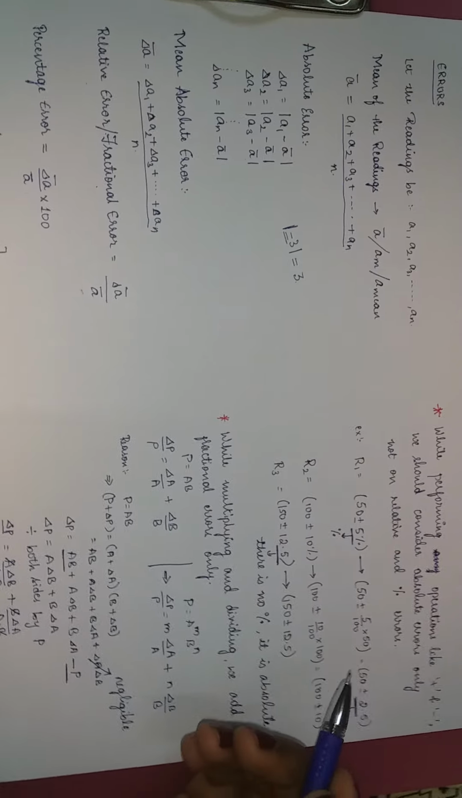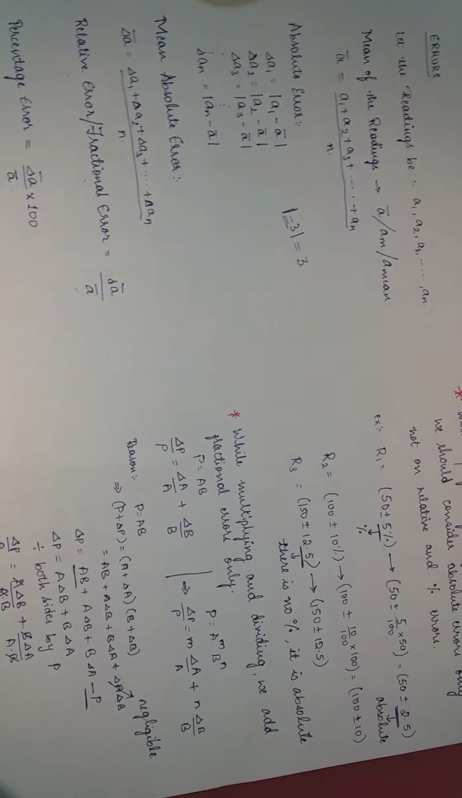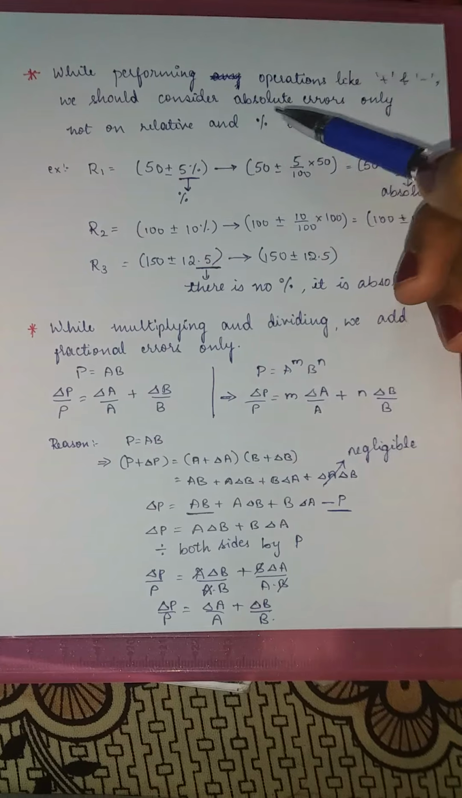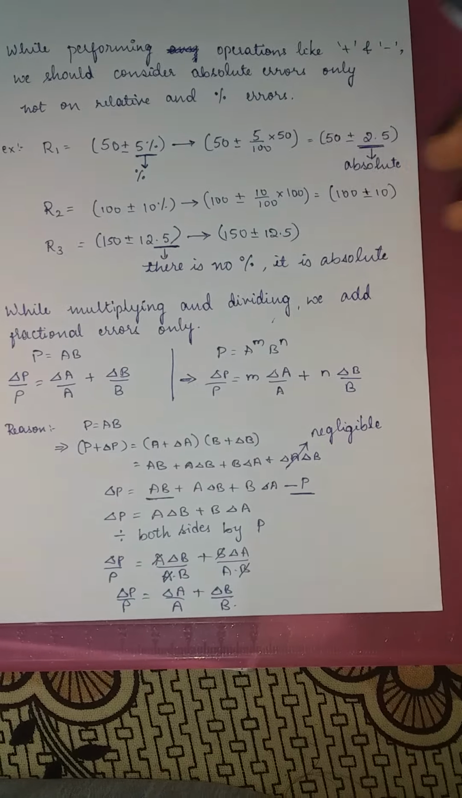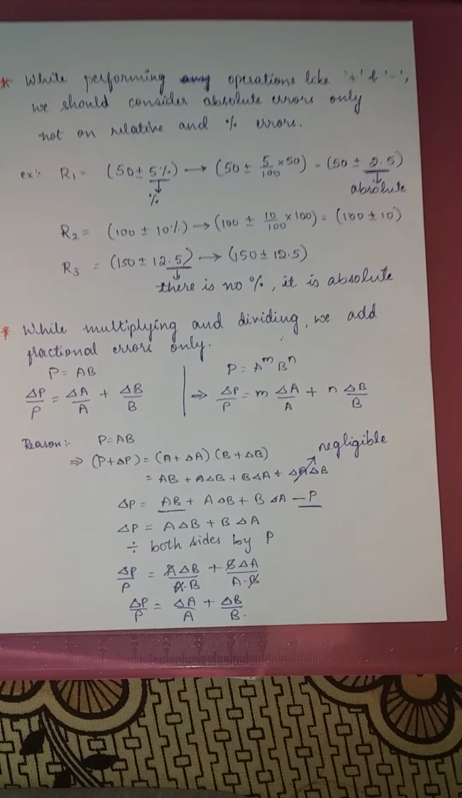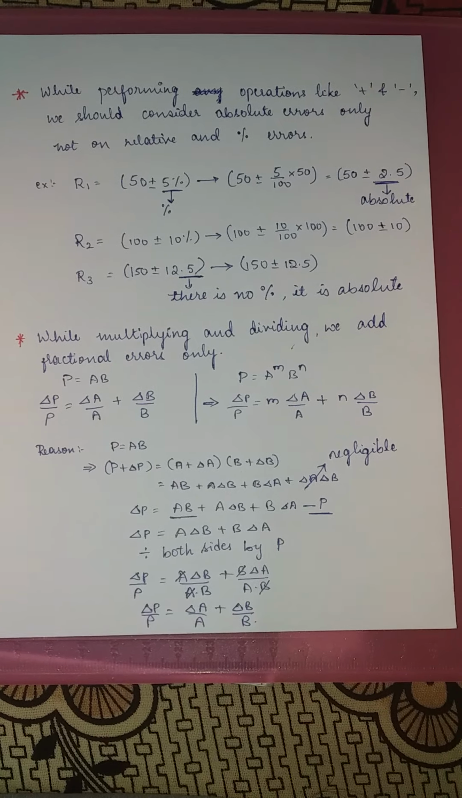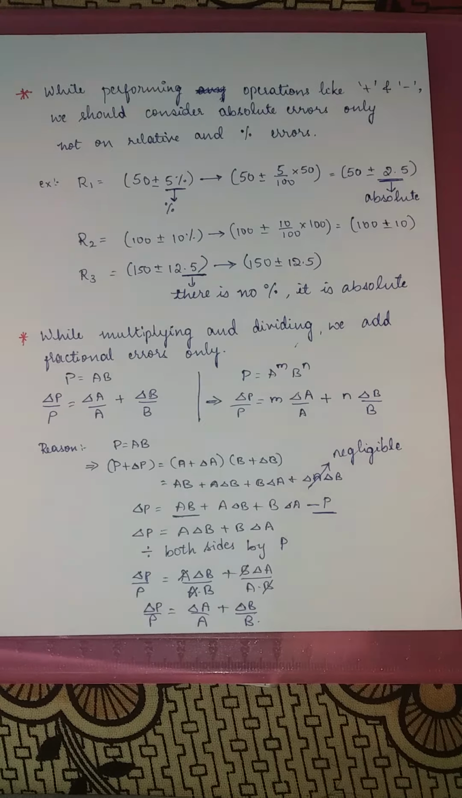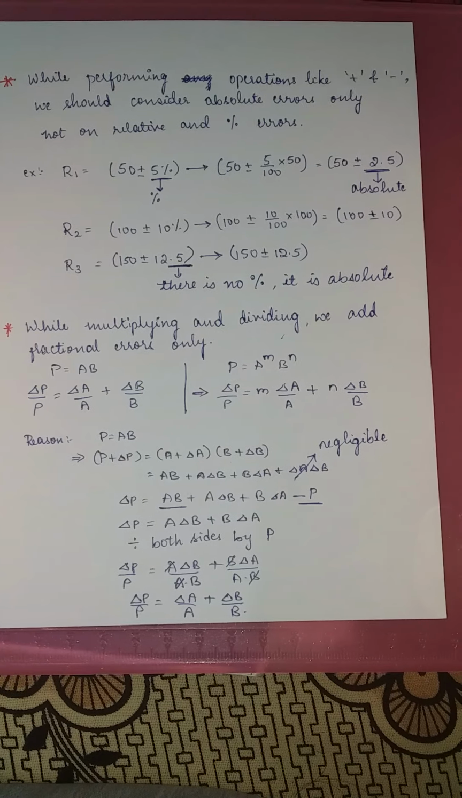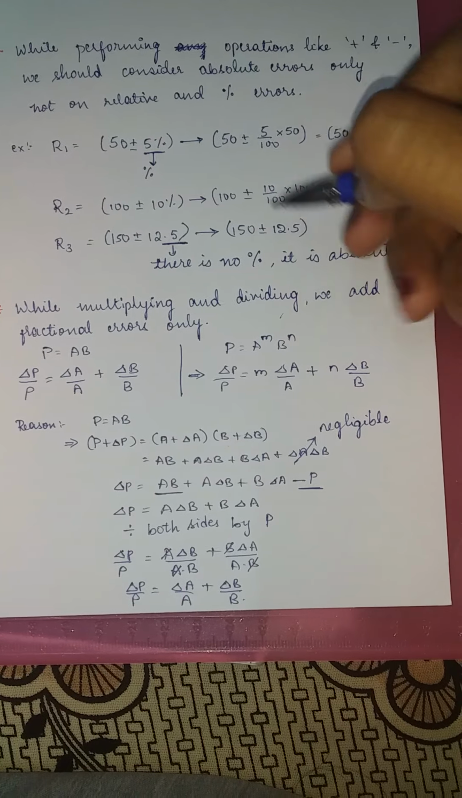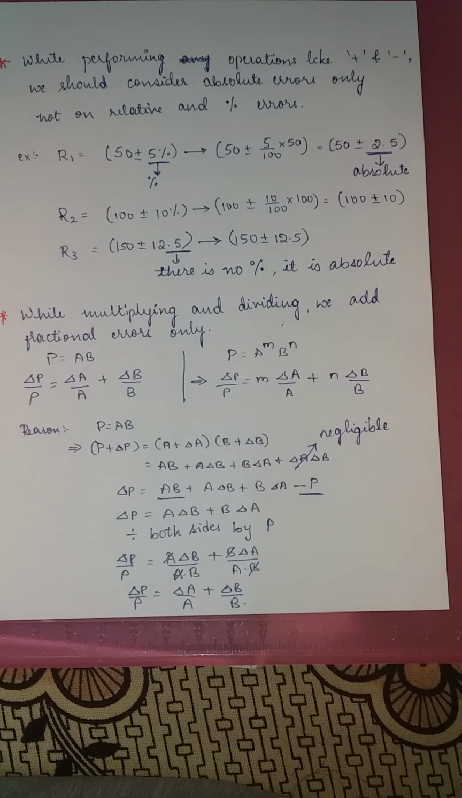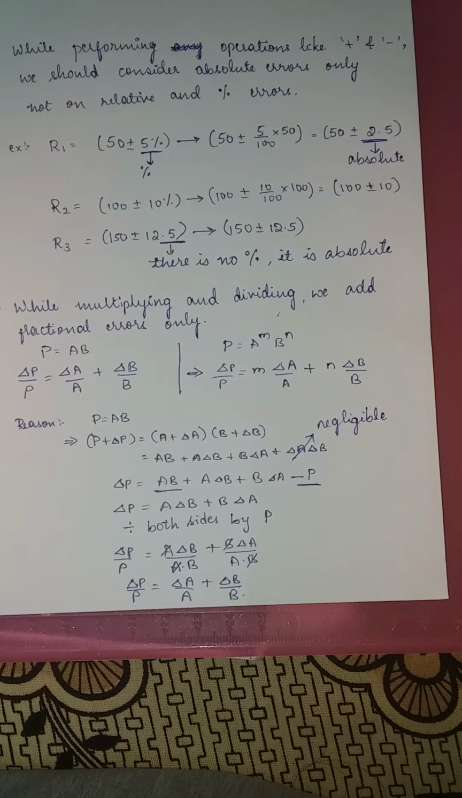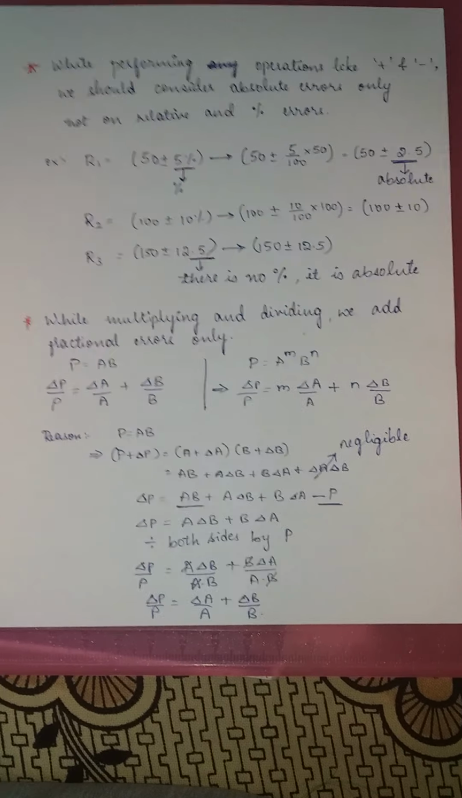Now coming to what you need to remember while you solve questions. While you solve questions, you need to know these two things. First thing is, while performing operations like addition and subtraction, we should consider absolute errors only. There should be no consideration of percentage or relative errors. I've given you the examples, and this is how it is done. You should only consider absolute errors. You can go and check the NCERT, it also mentions the same.